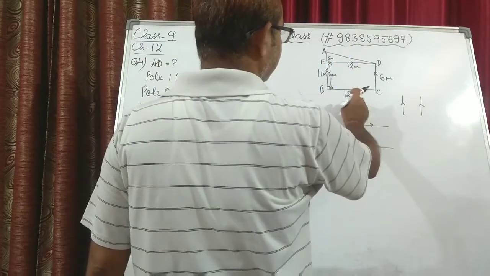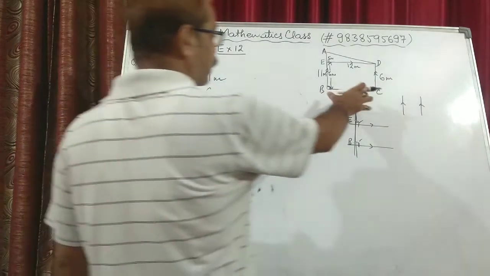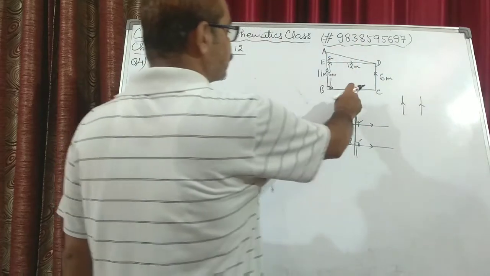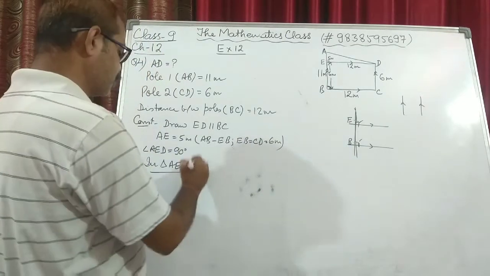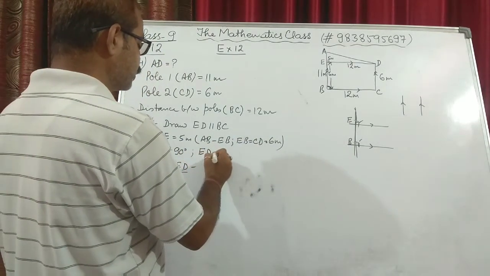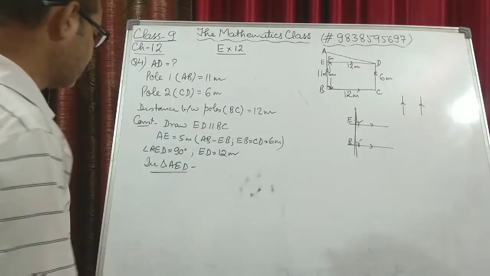If this is a rectangle, then in a rectangle opposite sides are equal. So whatever is the measurement of BC, the same will be the measurement of ED. BC is 12 meters, so ED is also 12 meters. So we can say that ED is equal to 12 meters. This has been explained. Okay.